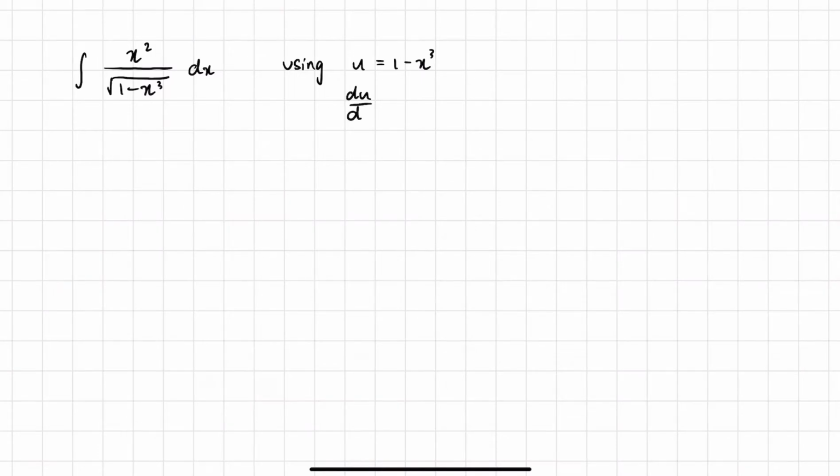So let's differentiate this. We get negative 3x squared, and then let's multiply dx to the other side. Now in this question, we can see there's x squared dx, which is here as well, right? x squared dx. Now the negative 3 at the front of it, let's just move that to the left-hand side and say negative du on 3 equals x squared dx. Okay, and then let's sub that in.